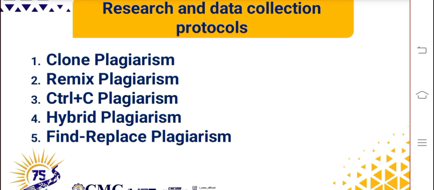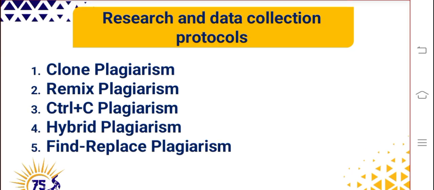The following are 10 types of plagiarism that teachers, researchers, and students should know. Number 1, clone plagiarism. It is also called identical copying, or copying other works without any change and claiming them as his or her own. Number 2, remix plagiarism. It refers to collecting information from various sources and mixing all together as a single document, then claiming the work as their own work.